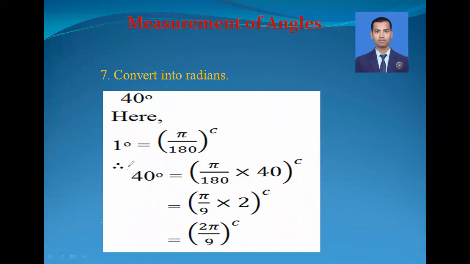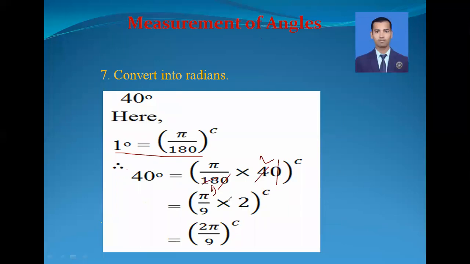And then, because 1 degree is equal to pi by 180 radian, therefore 40 degree is equal to pi by 180 into 40 radian. So in this way, cancelling 0, 0. Then 2 2s are 4, and 2 9s are 18. We have pi by 9 into 2.